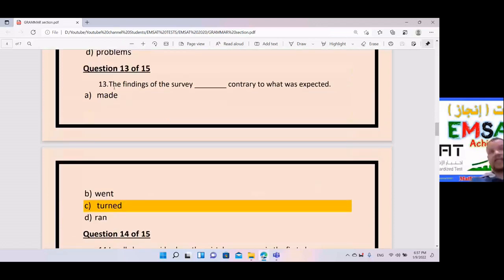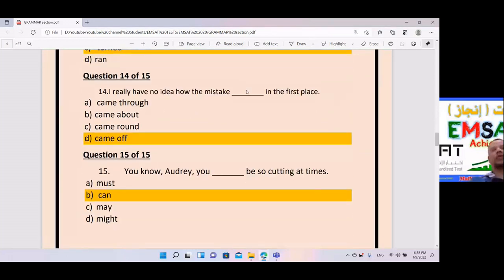Question 13: The findings of the survey, contrary to what was expected, turned to... sure, it's "turn to," not "ran to." "Ran to" means hurried to. It's not "to" or "make too strong," but "turn to" means what was expected.